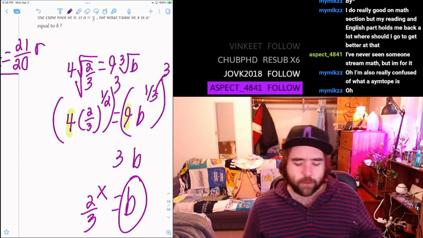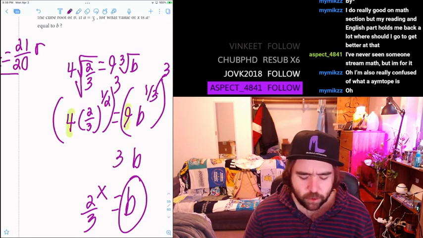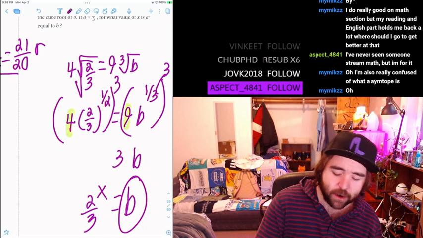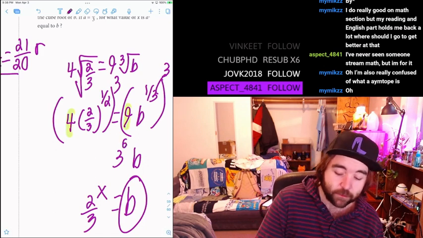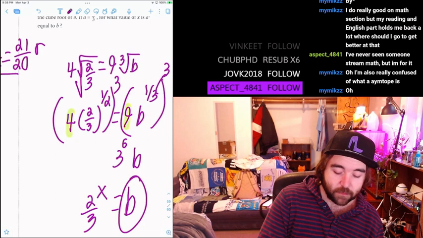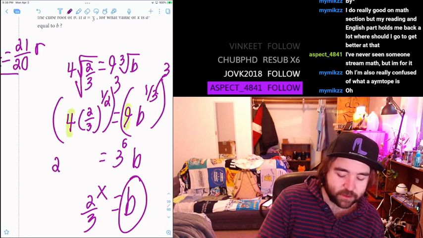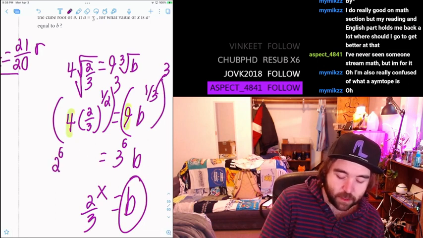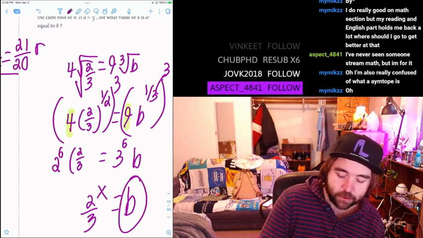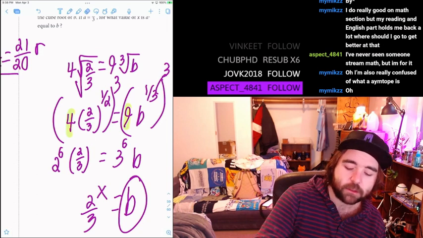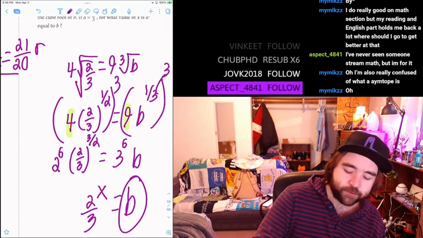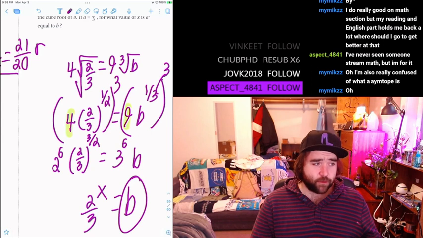And that'll actually help, because I don't really want to try to think about 9 cubed. But if I think about 3 squared cubed, that's 3 to the 6th. And same deal over here. This is going to be 2 to the 6th. And then here, 1/2 times 3 is 2/3 to the 3 halves. So yeah, just exponent rules.